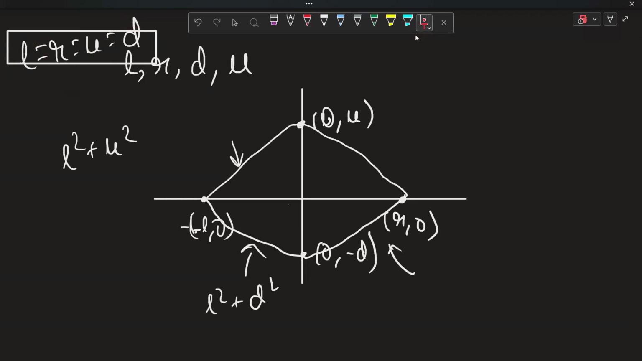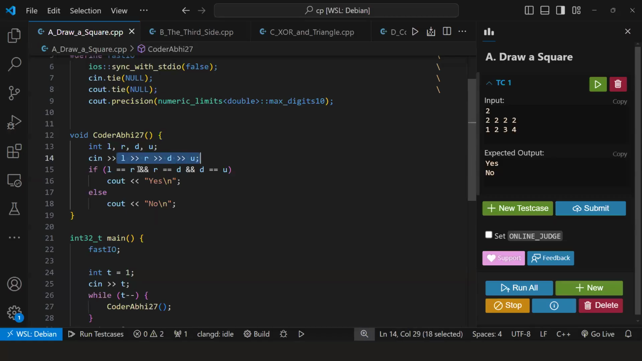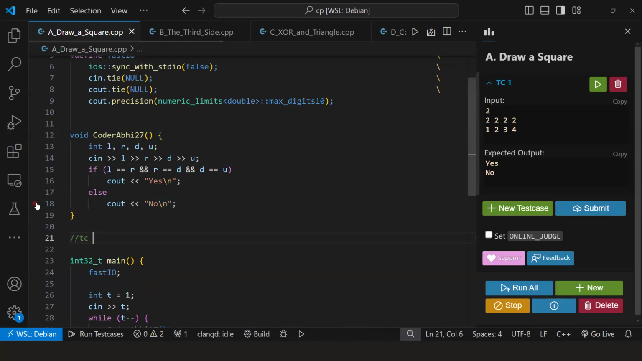If you look at the code, just take the 4 inputs. If L is equal to R and R equal to D and D equal to U, that means all the 4 variables are equal, then you print yes, otherwise you print no. Simple. Its time and space complexity are both O of 1, since you are simply printing with an if else. I hope this problem is clear. We can move on to the next problem now.